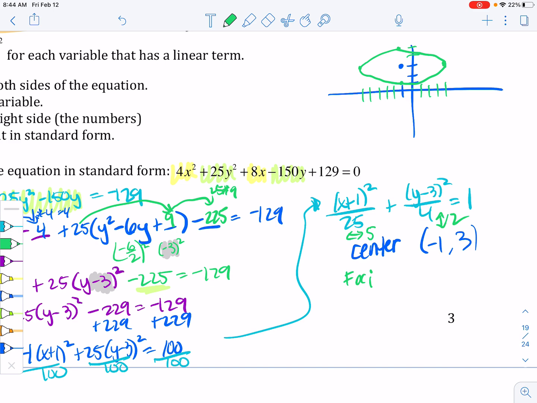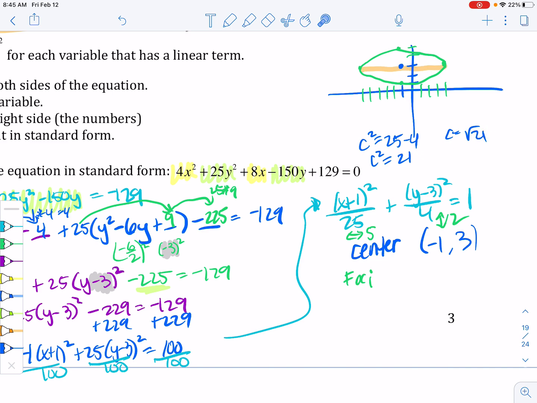Again, this is on the major axis with the x's. So from our center, we're going to go left and right by our c value. So I have to find the c value. So our c squared is a squared minus b squared. So 25 minus 4. So c squared is 21. So c is root 21. So from our center, we're going to go left by root 21 and right by root 21.